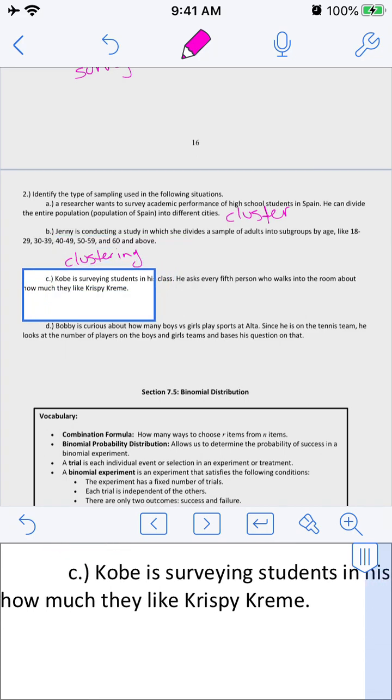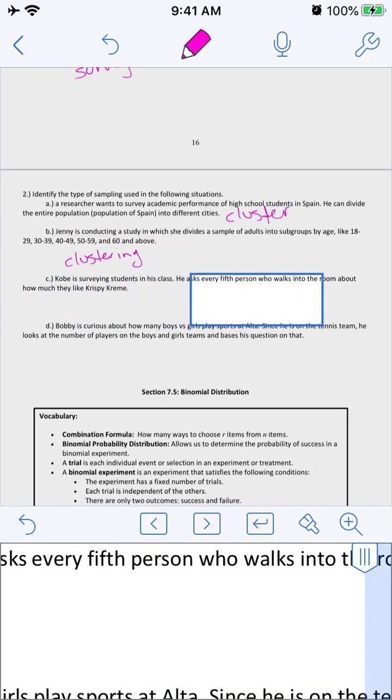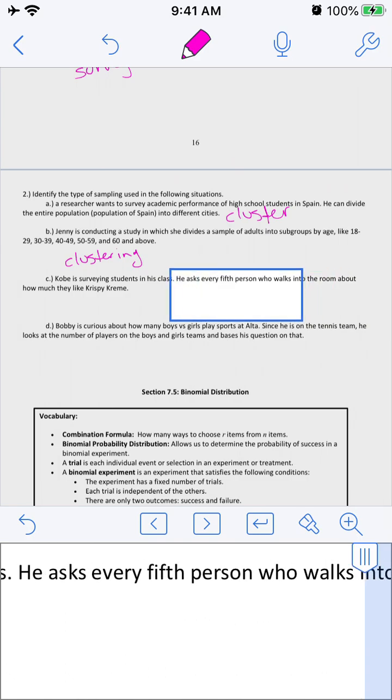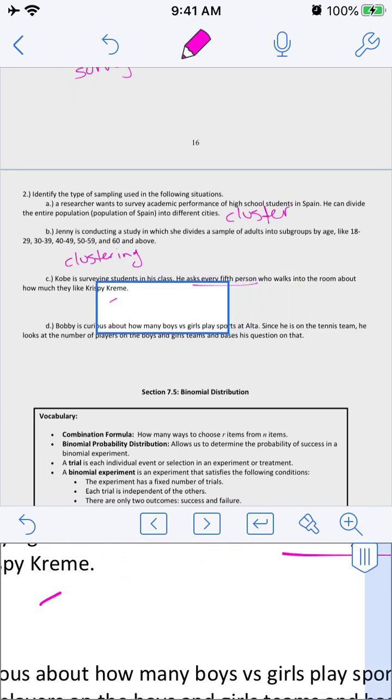Okay. Kobe is surveying students in his class. He asks every 5th person who walks into the room about how much they like Krispy Kreme. Every 5th person. His class. Ooh, that's actually going to put me on the border of 2. I could definitely see every 5th person being systematic.